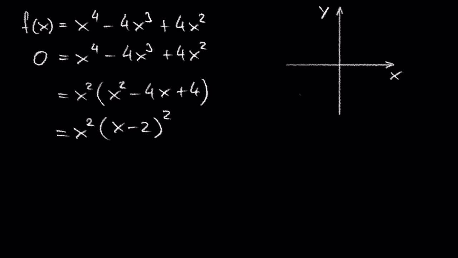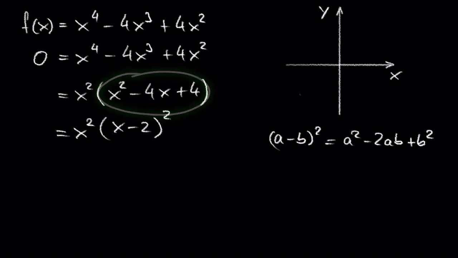This is a very good example to show you why I highly recommended memorizing the formula (a minus b) squared equals a squared minus 2ab plus b squared in some of my previous videos. You can also ask the question which numbers multiply to 4 and which same numbers add up to negative 4 to transform x squared minus 4x plus 4 to (x minus 2) squared.